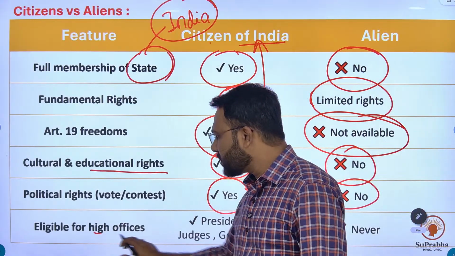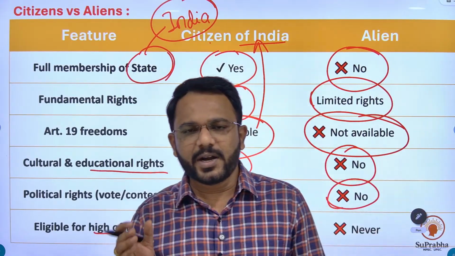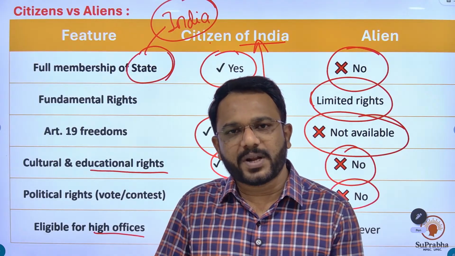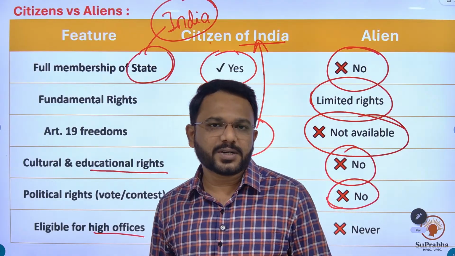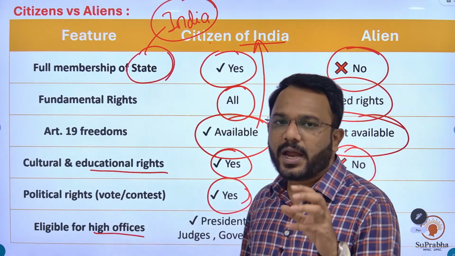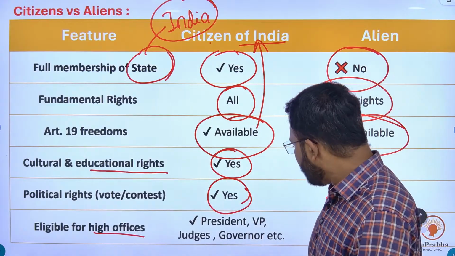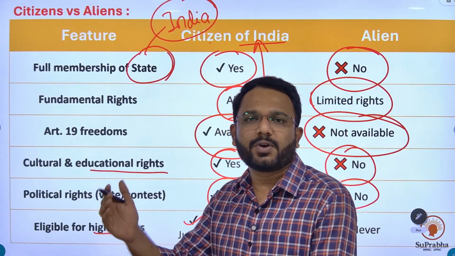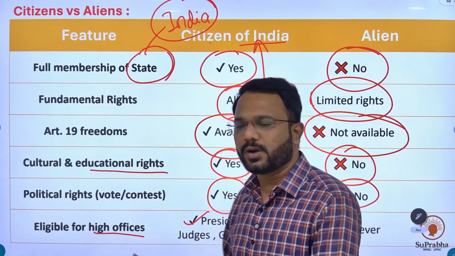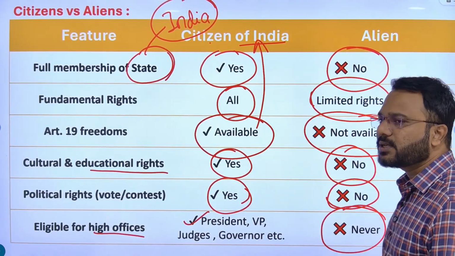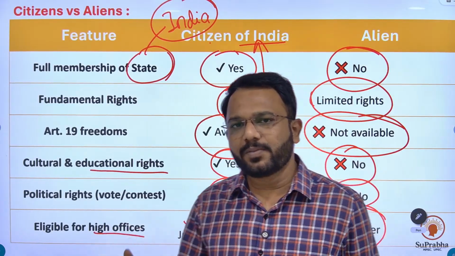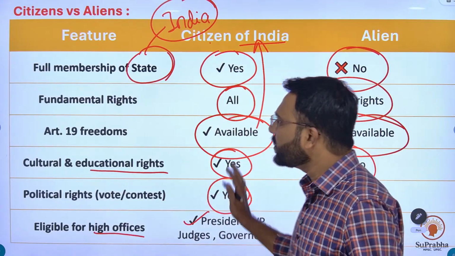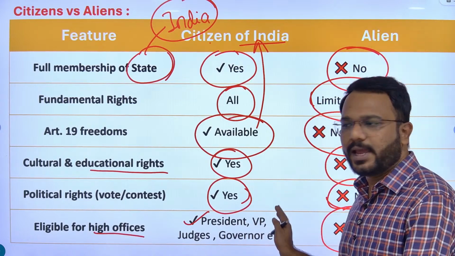Eligible for high offices. An individual who is a citizen of India can contest the elections for president, vice president, governors, chief minister, member of parliament and so on. He is also eligible to become a judge of the Supreme Court or High Court, or to hold government authority, bureaucracy, diplomat posts and so on. But aliens can never contest the elections for such posts. So these are the differences between the rights of citizens and aliens.